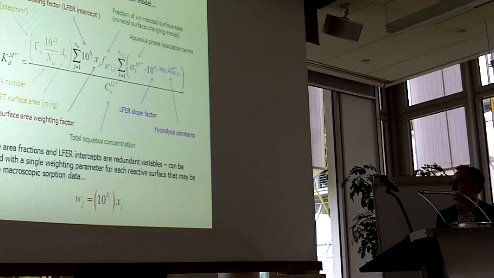And by looking at this equation, it's very easy to see that there's some redundancy in some of the parameters. Basically, the surface area fractions and the intercepts of these free energy relations are somewhat redundant. And you could replace them with a single weighting parameter for each reactive surface that you could then set about fitting to macroscopic sorption data.